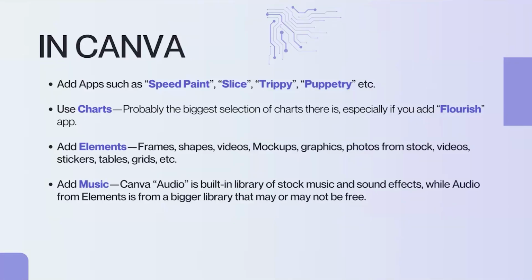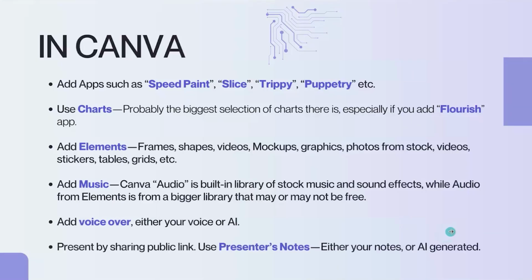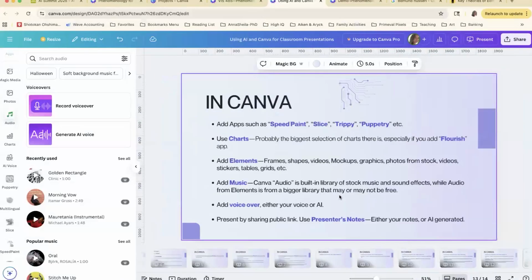All you have to do is put in your CSV file or whatever file you have, and it will generate a chart for you, and you can generate many different types of charts, especially if you choose the Flourish app, because it's kind of like a teaser, and then it will give you more if you sign up for the Flourish app within Canva. Okay. Like what we just did, add voiceover, either your voice or AI. And there's another AI generated thing that I really like. I think it's kind of awesome actually.